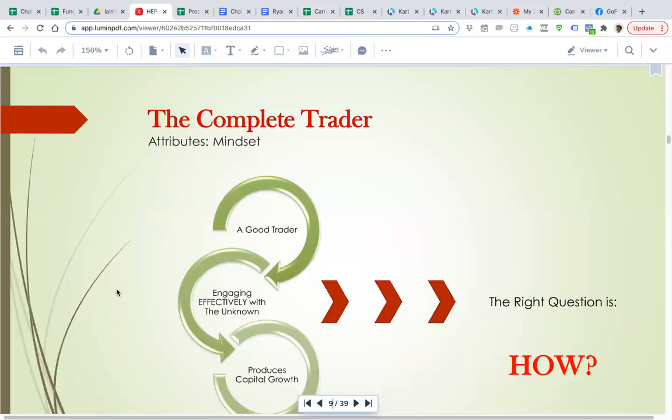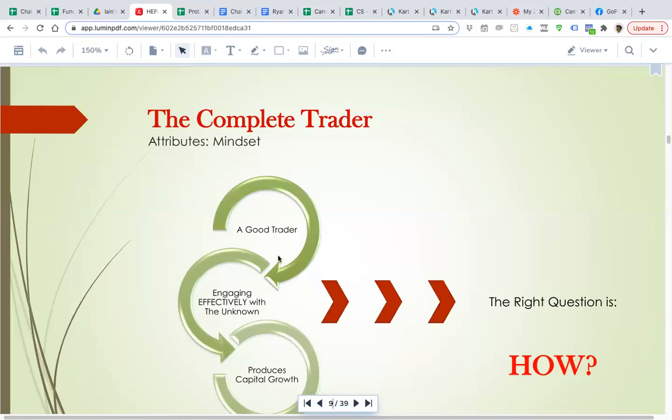Which leaves us with this question: how then do good traders engage with what's effectively the unknowable unknown, an environment that is non-predictable, in order to be profitable or to produce this capital growth? How is that done? Because we know that there are profitable traders out there, yours truly being one of them, which is why I'm here to try and teach you the answer to this question.